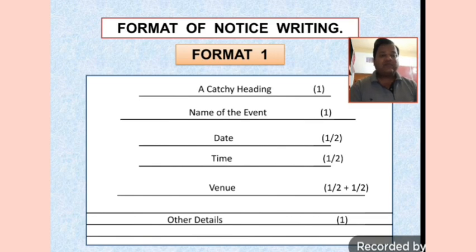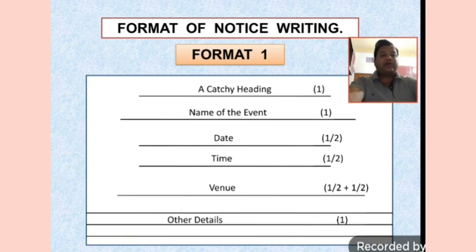And then leave one line, come to the extreme left hand side. The other essential details can be written in 2 or 3 lines, and this will carry 1 mark. So that all total makes 5 marks. Now this format, I'll be sending you the picture of this format also.